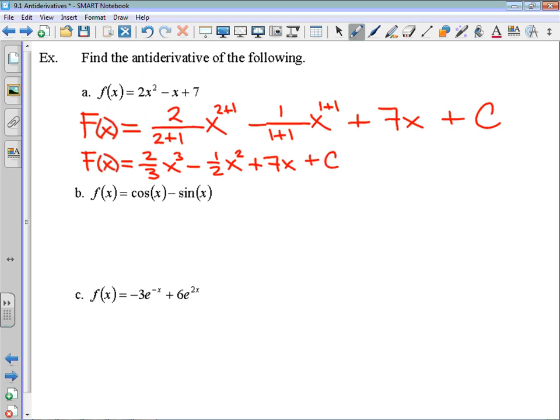Please make sure you understand that if you want to check your answer, I can take the derivative of capital F of x, and it'll get me right back to the function that they gave us, including the derivative of that constant, right? Because the derivative of a constant is 0.